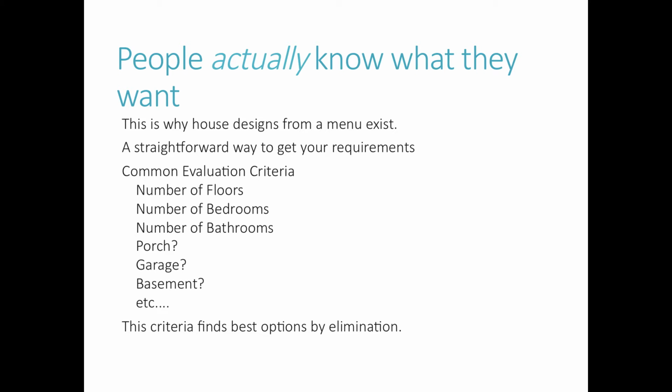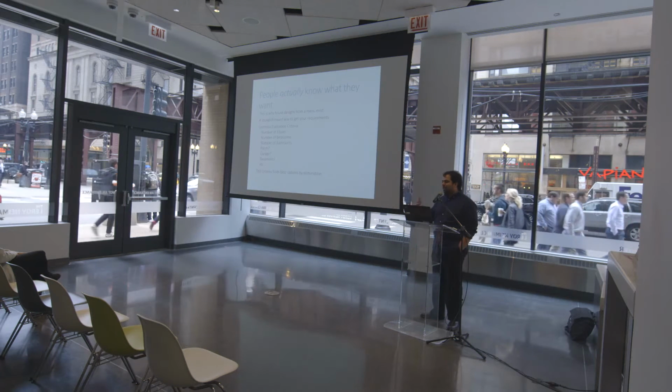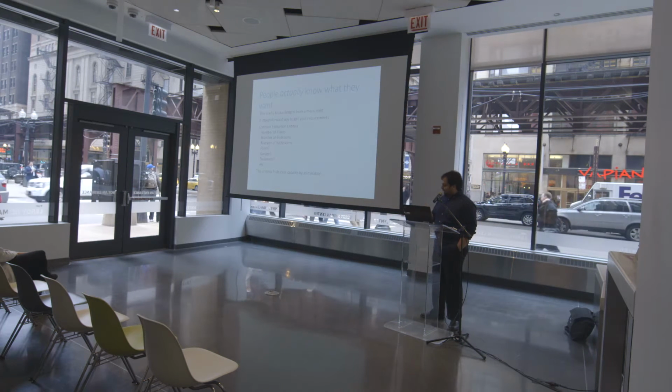The thing is, people actually know what they want. We're not in a position to dictate what they like and what they don't like. People know that they want, for example, a living room that overlooks the garden, or a kitchen that's connected to the dining room. They know that, and they don't need us to tell them that.